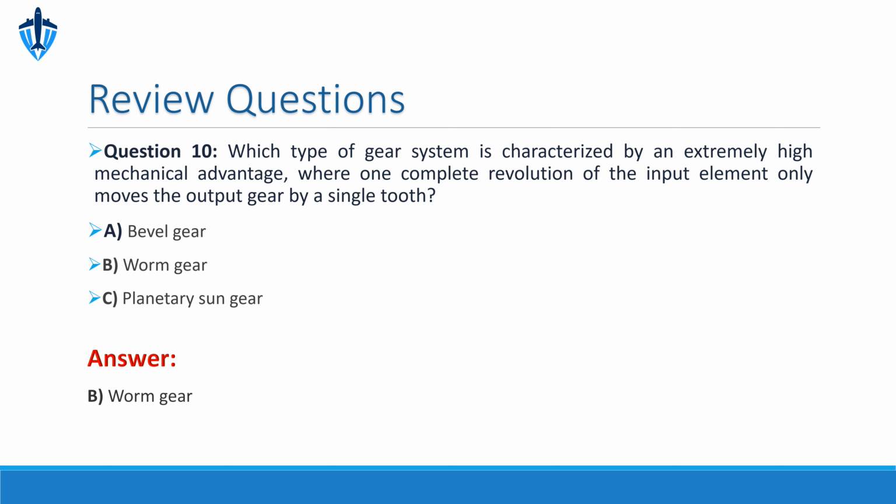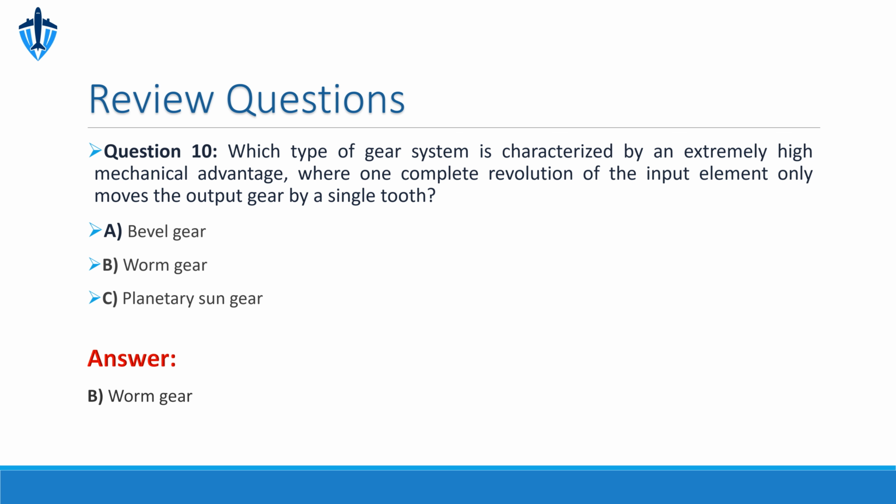Worm gear. Let's review why. The content describes the worm gear as having an extremely high mechanical advantage. It states, one complete revolution of the worm gear only makes the spur gear turn an amount equal to one tooth. This unique characteristic makes it a force-gaining machine with a significant increase in output force often equal to the number of teeth on the spur gear it drives. A. Bevel gears are primarily used to change the plane of rotation, allowing a horizontal shaft to drive a vertical one or vice versa.